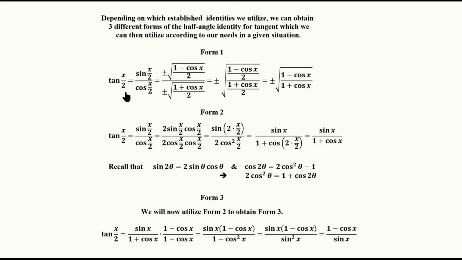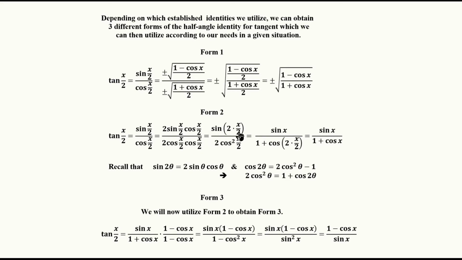So that's our first half angle identity for tangent. Now, if we use a different interpretation of sine of x over 2 and do the following, multiply the bottom and top of this equation by 2, so we end up with 2 sine x over 2 cosine x over 2 over 2 cosine x over 2 cosine x over 2.